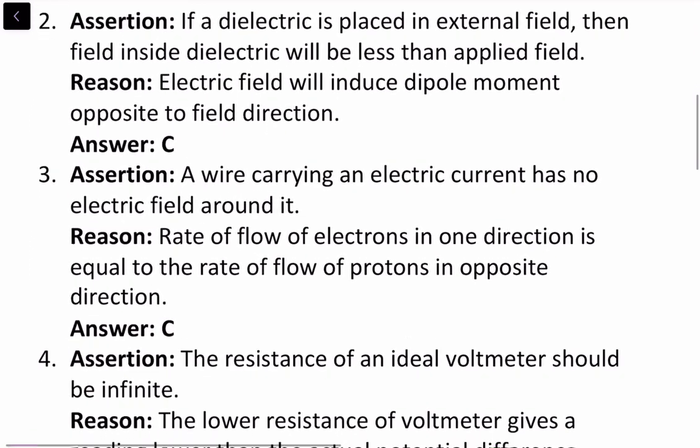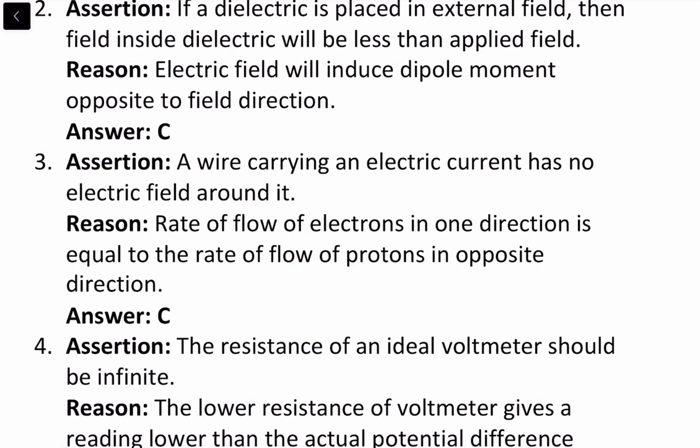Now coming to the third question, question number 3. If you can see the third question, a wire carrying an electric current has no electric field around it. So whenever a wire is carrying electric current, there is no electric field around it. Then after that, rate of flow of electrons in one direction is equal to the rate of flow of protons in the opposite direction. Now, first if you see, the first statement is correct.